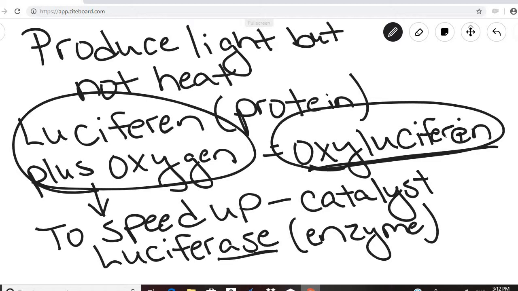So again, no heat, it just produces light, and all they're really trying to do is produce light to blend in with their surroundings. So they don't need a lot of light, and they don't need a bright light. And because they're living in colder water, the reaction is going to happen more slowly. So they're going to produce a dimmer light. But if they're in brighter light, they have the ability to produce a brighter light.